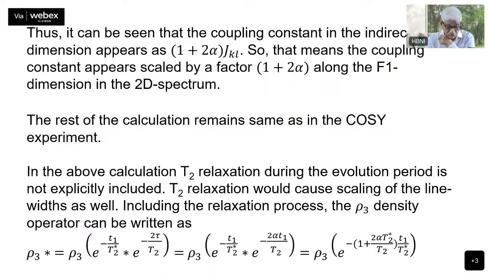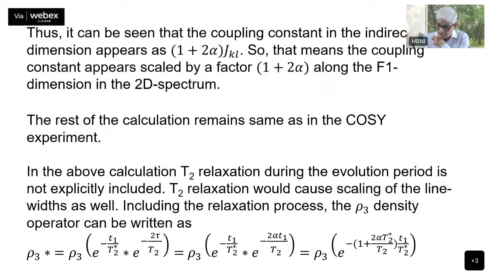Rho 3 multiplied by e to the minus t1 by T2 star into e to the power minus 2 tau by T2. Put that together in a simplified manner. So you get rho 3 into exponential minus 1 plus 2 alpha T2 star by T2 into t1 by T2 star. So this is the multiplicative factor that has come because we have differential relaxation rates during the two segments of the pulse sequence.